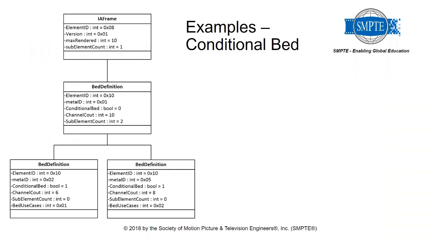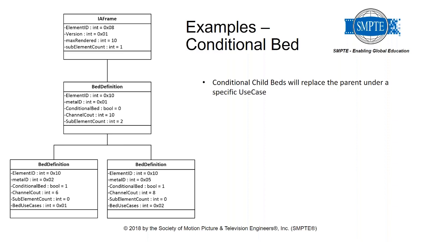And I think this is the final example. This shows how conditional beds work. In this example, you've got the IAFrame composed of a top-level bed definition element that has 2 sub-elements that are both bed definition elements. And they have different use cases. This is not actually a constraint of the bitstream, I'll get into that in a minute. These could actually be played at the same time, but we do have constraints on the number and types of sub-elements to keep things from getting out of hand.